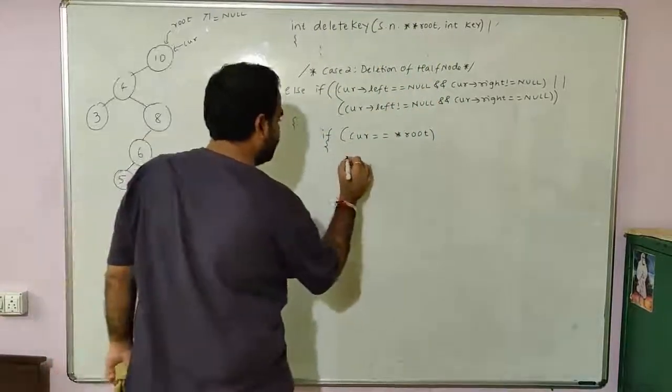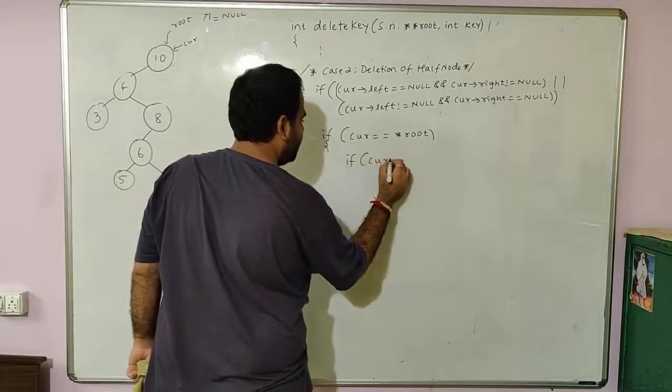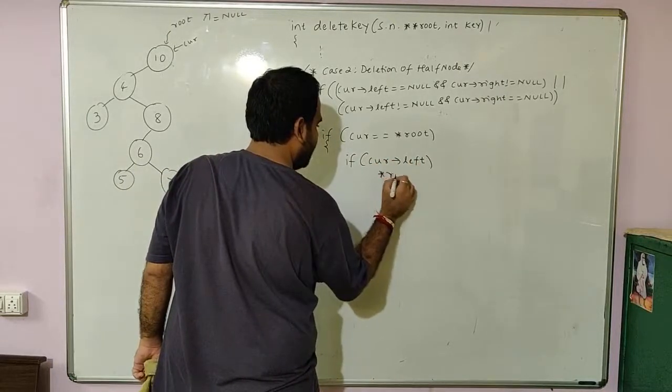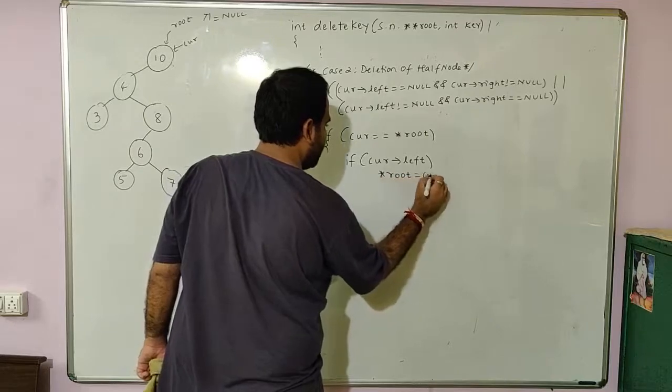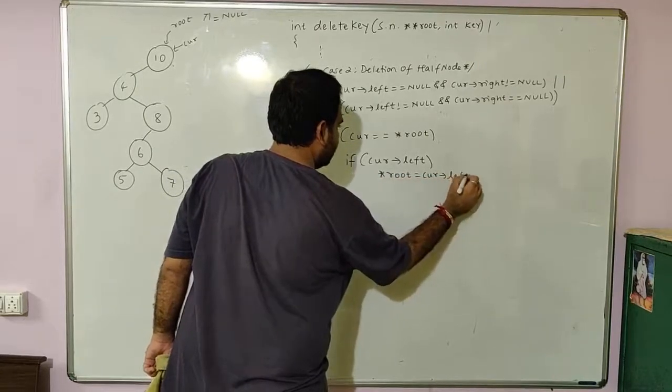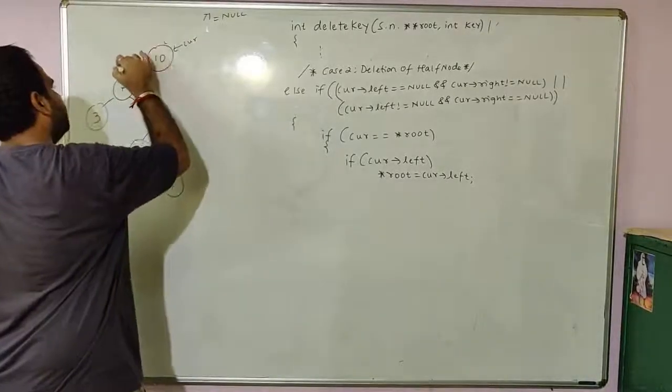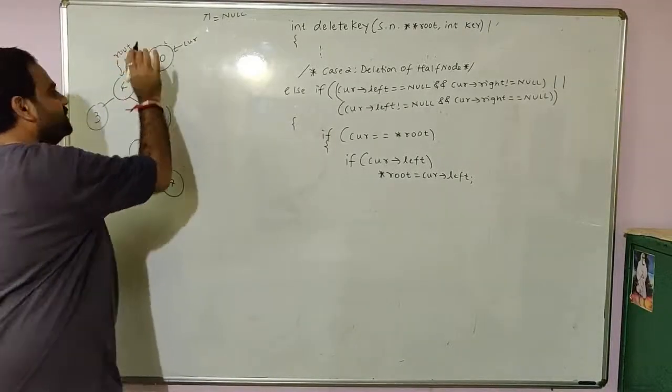Therefore, what do we write over here? If current arrow left not equal to null, then we say root equal to current arrow left. That means this is where the root will come.